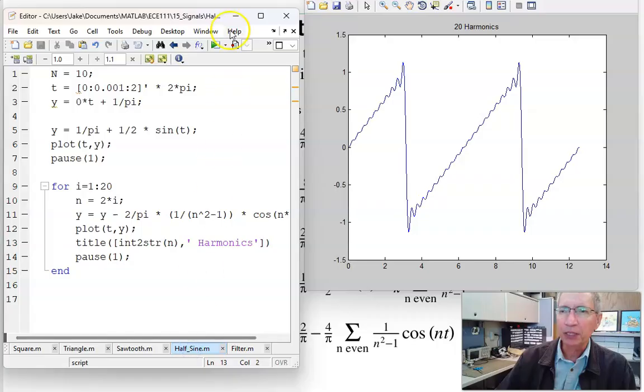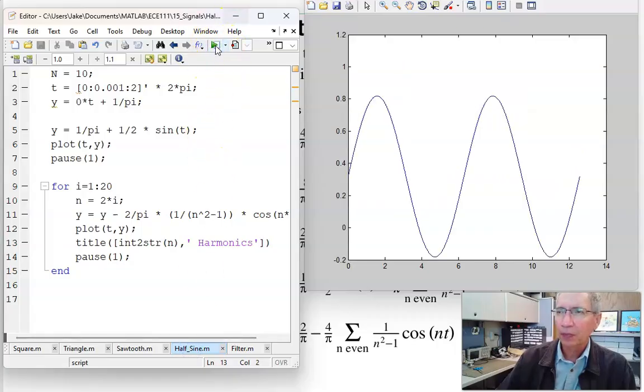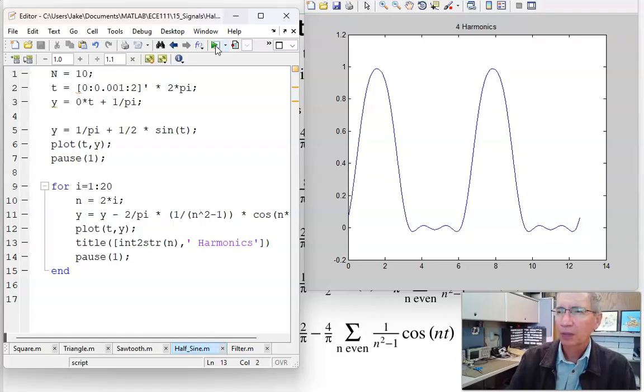Half rectified sine wave. This is more complicated. It's got a first harmonic and then even harmonics from then on.